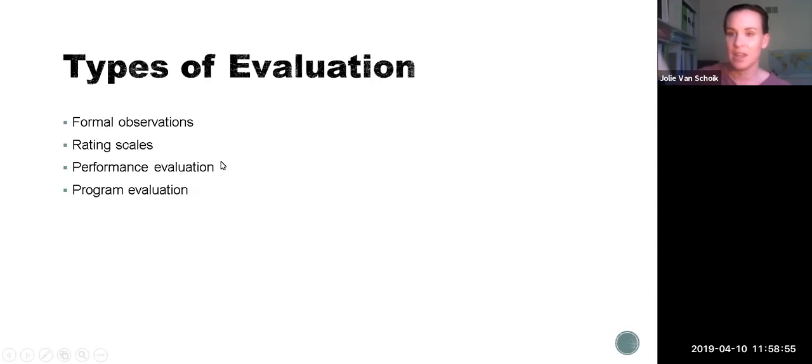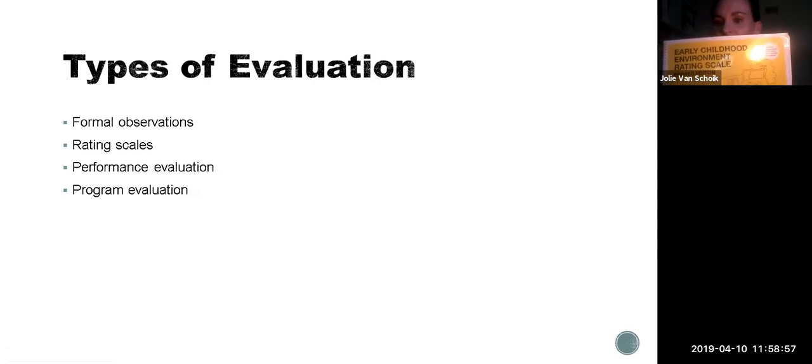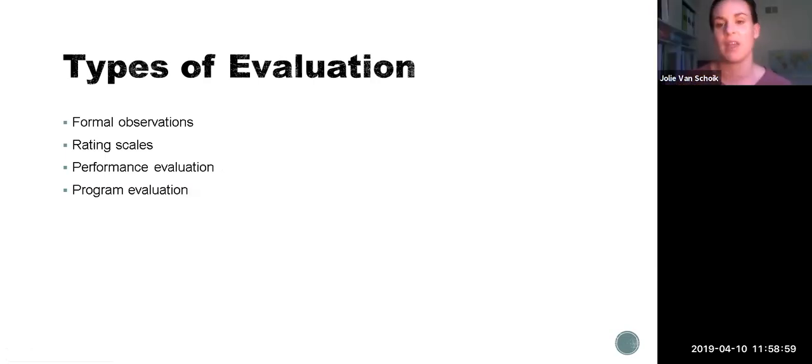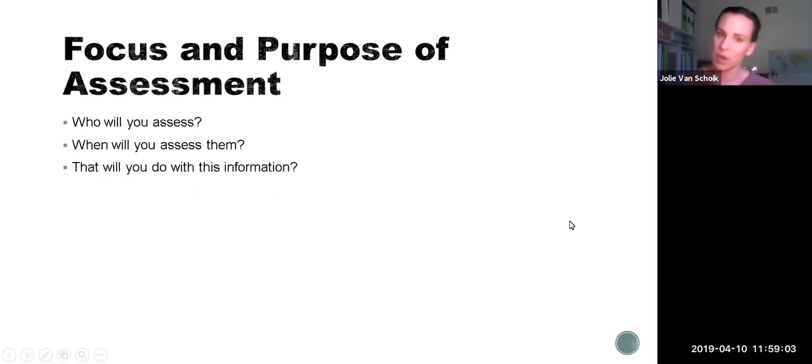Once again, in addition to having the early childhood environmental rating scale, we also have a program one as well that could help the directors see how their programs are running.